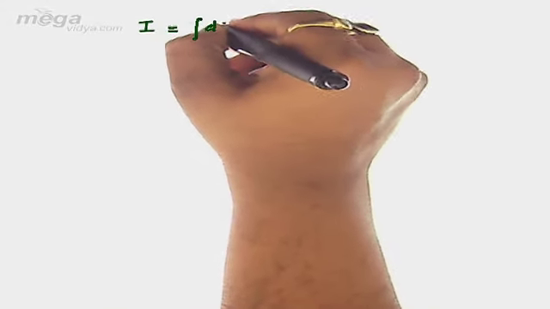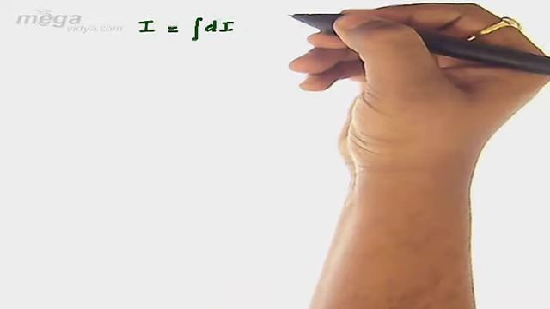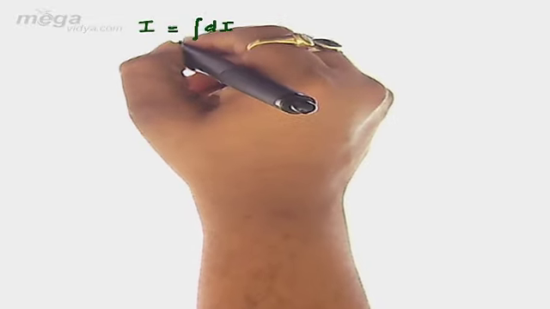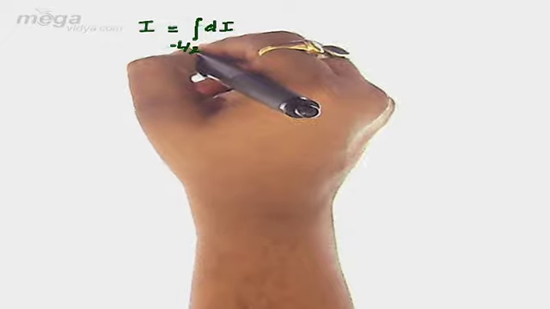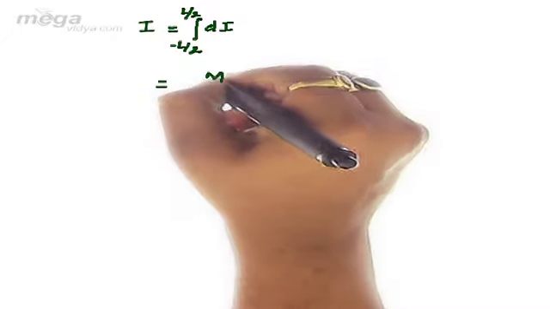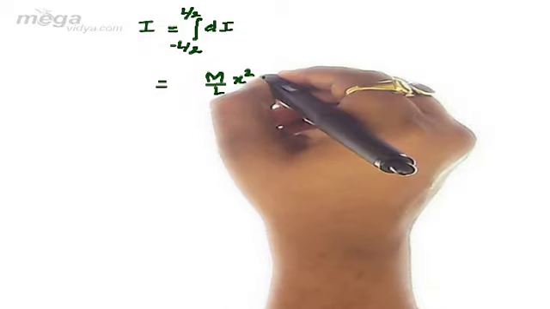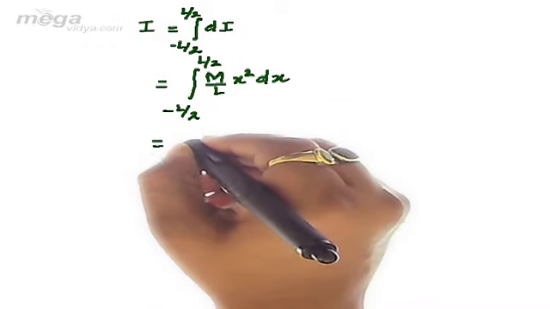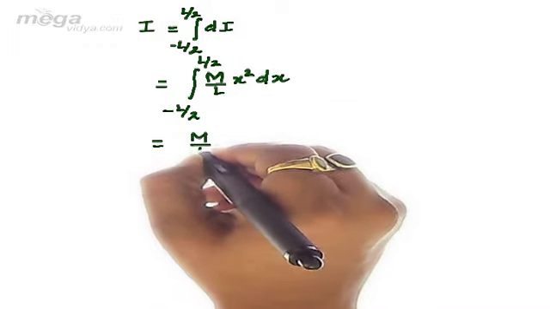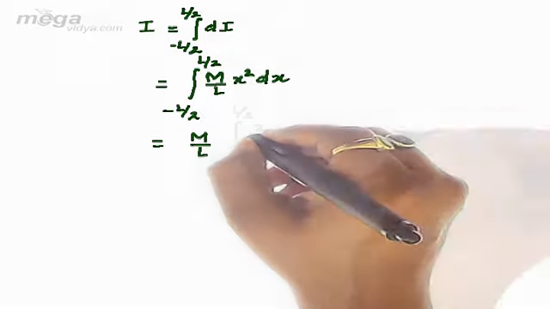The moment of inertia I can be calculated by integrating the elementary moment of inertia dI along the given limits. In this case, we will select the limit minus L by 2 to L by 2. It will come out to be equal to the integral of M upon L x square dx, with limits minus L by 2 to L by 2, where M upon L will be taken common since both are constant.